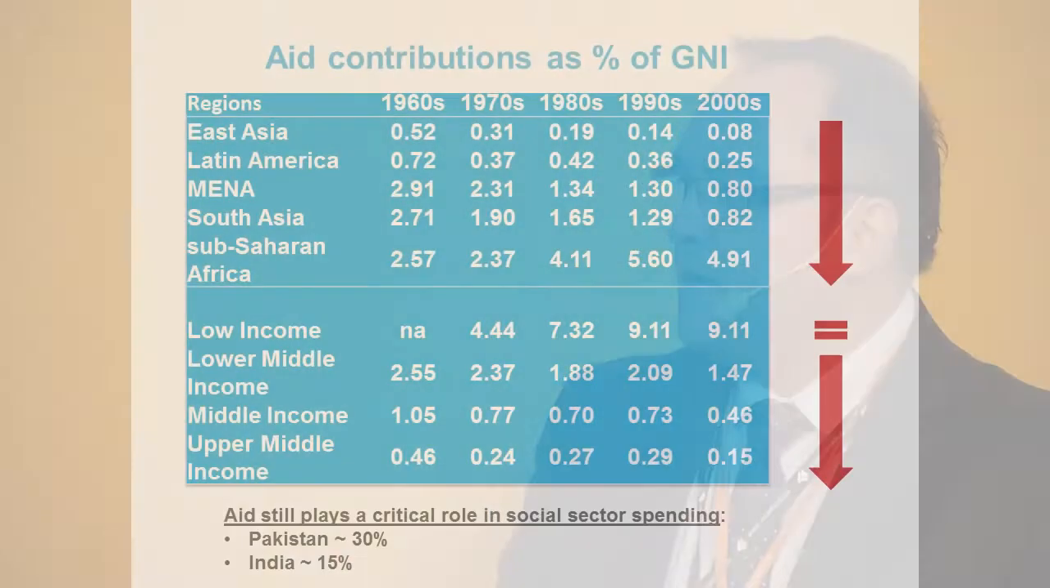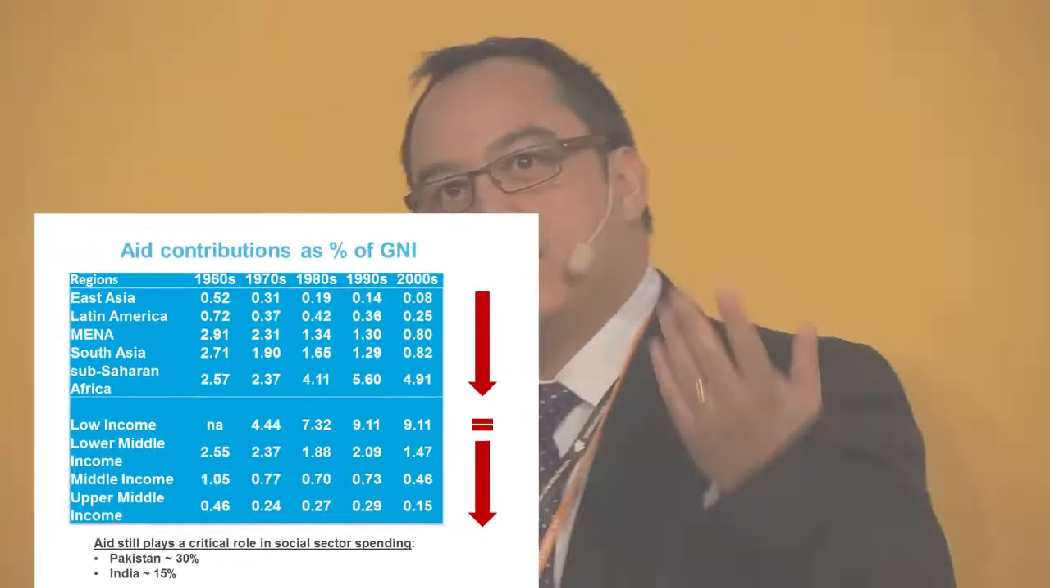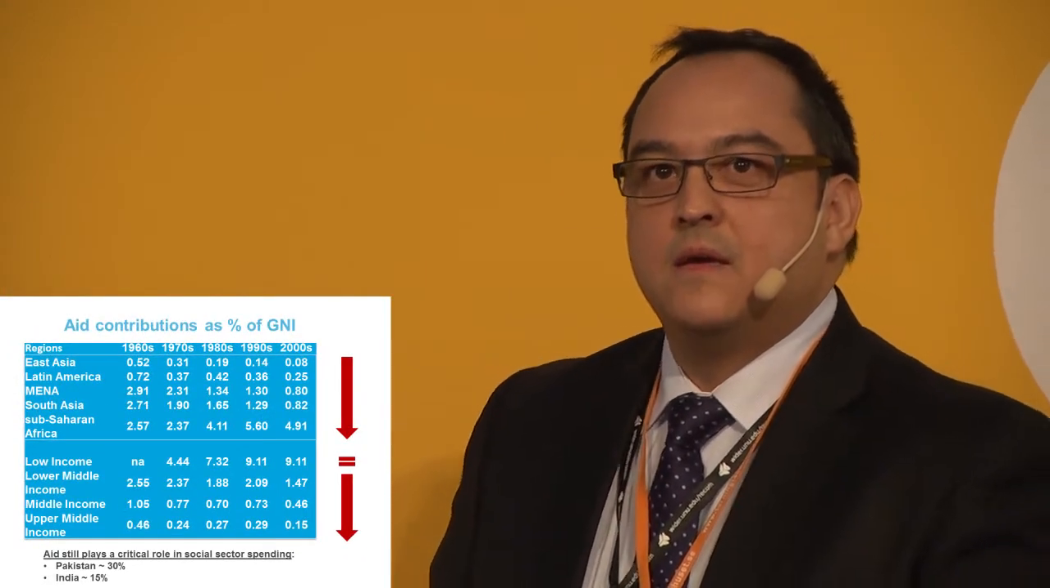But if we think about the contribution of foreign aid to the developing countries, as you can see in this table, and if you compare foreign aid as a percentage of what national countries actually produce themselves, it has been declining. Take East Asia, Latin America, South Asia. The contribution of foreign aid to the national income has been declining.